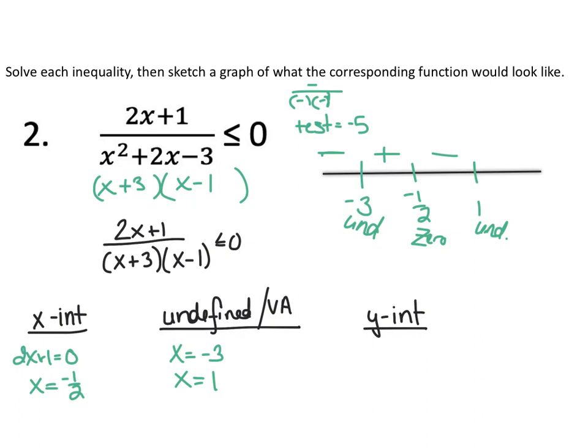Now I'm going to select a value to the right of 1. I will choose 2. 2 times 2 is 4, plus 1 is 5, makes it a positive. I'd have a positive here and a positive here, so all positives makes me have a positive there.